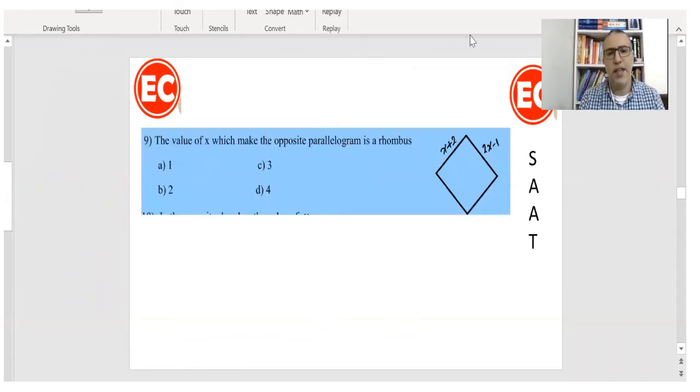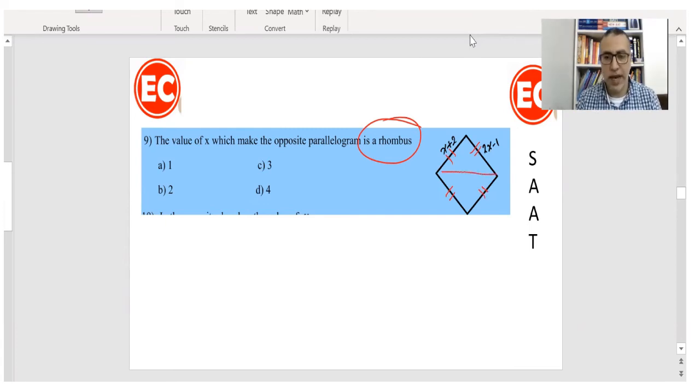Question number 9. The given figure is a rhombus. What do you know about the rhombus? Rhombus is a quadrilateral. And what is the difference between the rhombus and the square? In the square, each angle is equal to 90, and the 4 sides are equal. In the rhombus, all sides are equal, but not each angle is equal to 90.